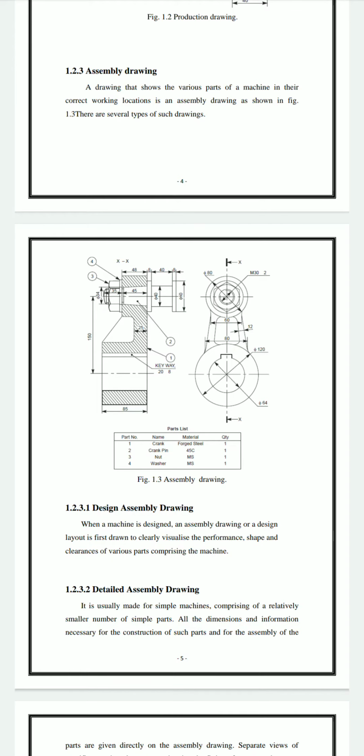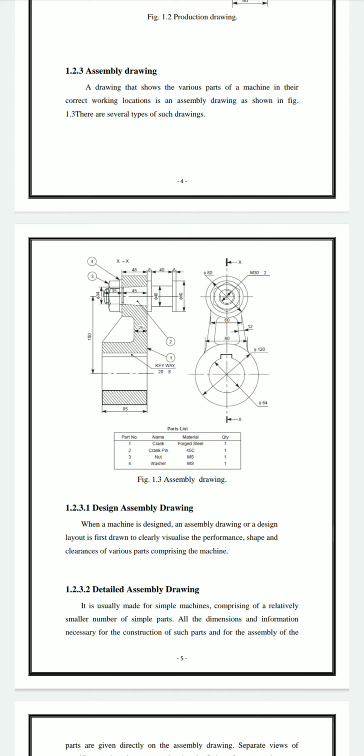Good morning, students. Today we discuss the several different types of assembly drawing. The first type is the design assembly drawing. When a machine is designed, an assembly drawing or a design layout is first drawn to clearly visualize the performance, shape and clearance of various parts of the machine.